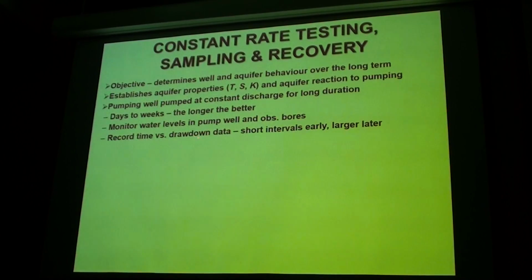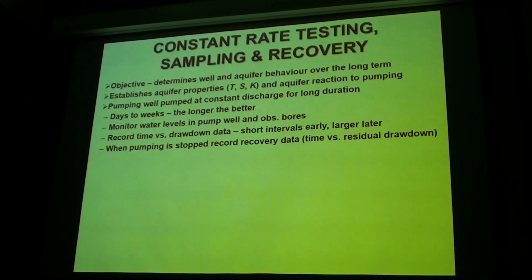So you're going to record time versus drawdown data. Okay, initially at 30-second intervals. Then we move to 1 minute, then 5 minutes, then 10, 30, or whatever you've decided. Okay, that program will be set down in the contract for the contractor to follow. But early on, you want short intervals because that's when the biggest changes happen. That's when things really start happening. Okay, after a while, things start to even out, maybe even equilibrate in the short to long term.